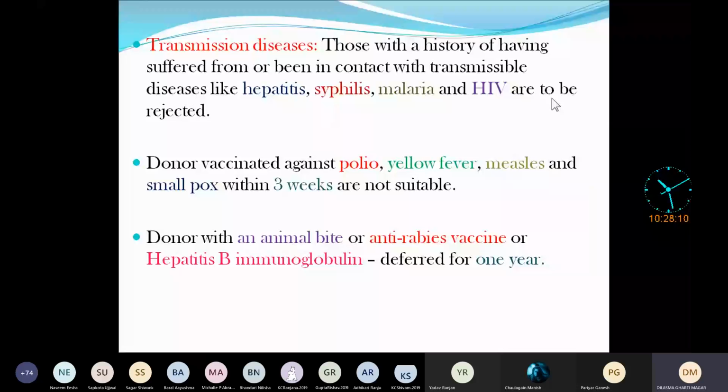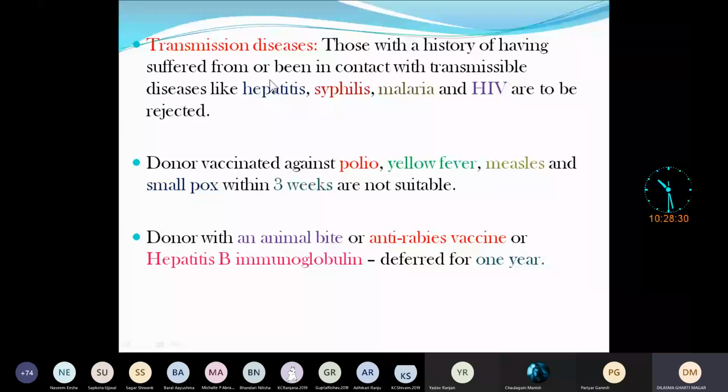Understood here? So whenever these transmissible diseases are there, either the person is having them or is in contact with these persons. The diseases are hepatitis, syphilis, malaria, HIV. That time the person cannot donate the blood.